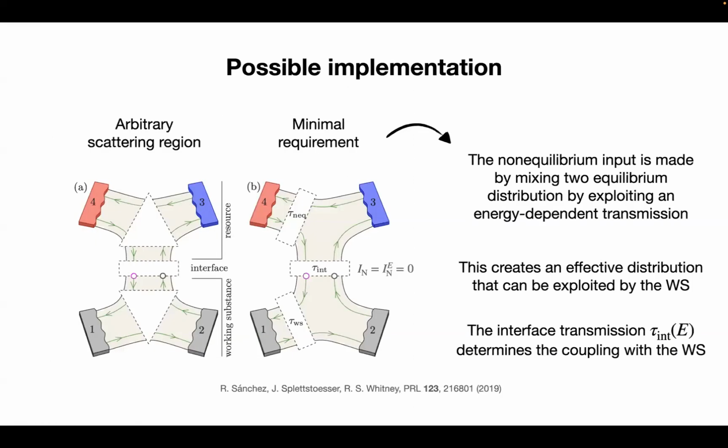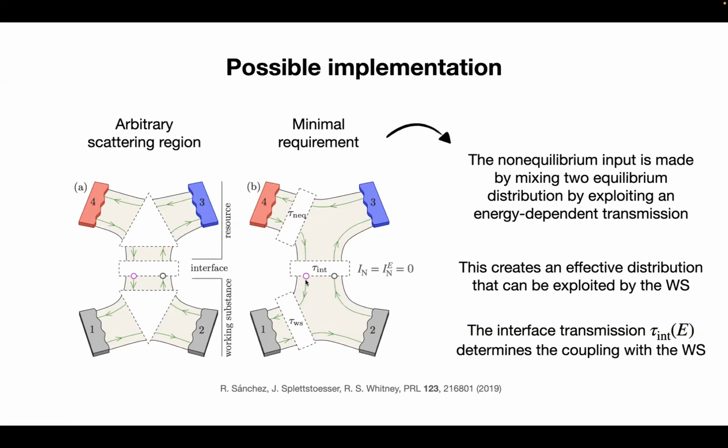Okay, so then a possible implementation. This is just an example. We have to start from somewhere, and so this is a simple way where you can by hand implement a non-equilibrium distribution, and this is very simple. So I'm just introducing now two additional reservoirs. These 3 and 4 are thermal, and I'm going to mix them by, let's say, a scattering region, here in this particular case just an energy dependent transmission, such that here I have a finite probability of being reflected like this, and also a probability of being transmitted from 4 to here.